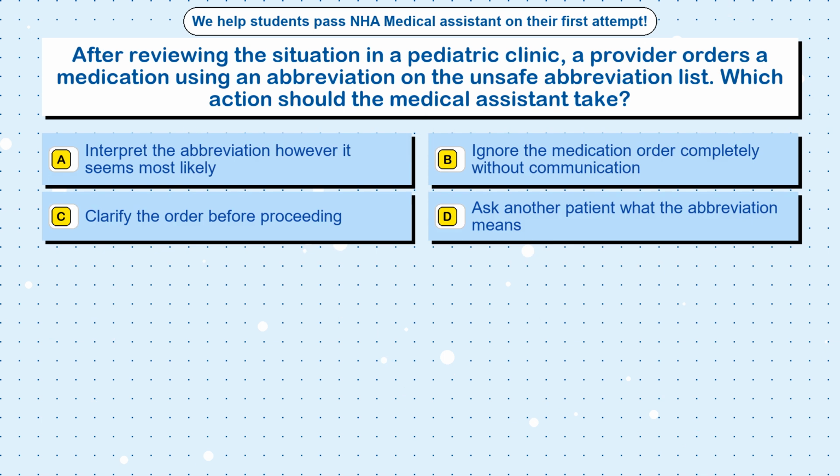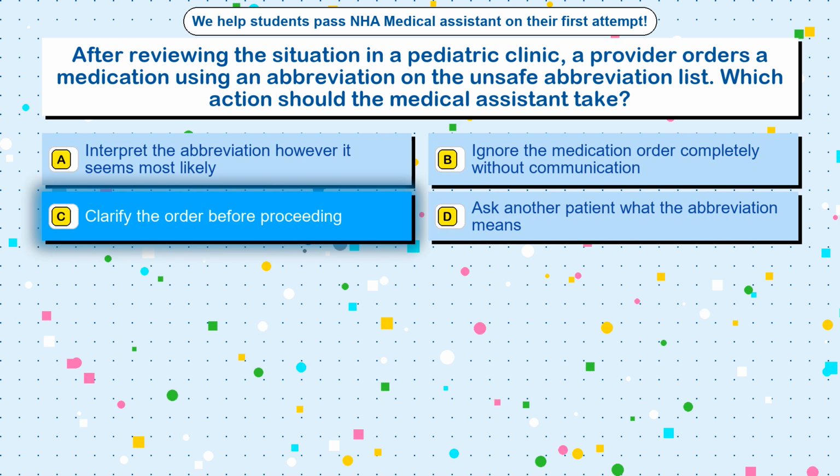Question 35. After reviewing the situation in a pediatric clinic, a provider orders a medication using an abbreviation on the unsafe abbreviation list. Which action should the medical assistant take? Option A, interpret the abbreviation however it seems most likely. Option B, ignore the medication order completely without communication. Option C, clarify the order before proceeding. Option D, ask another patient what the abbreviation means. The correct answer is option C, clarify the order before proceeding.